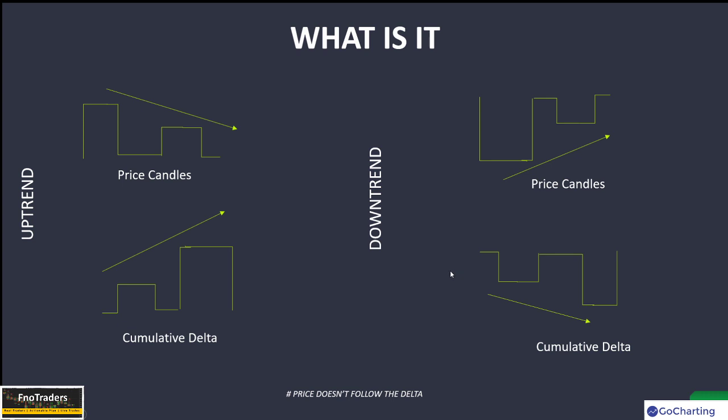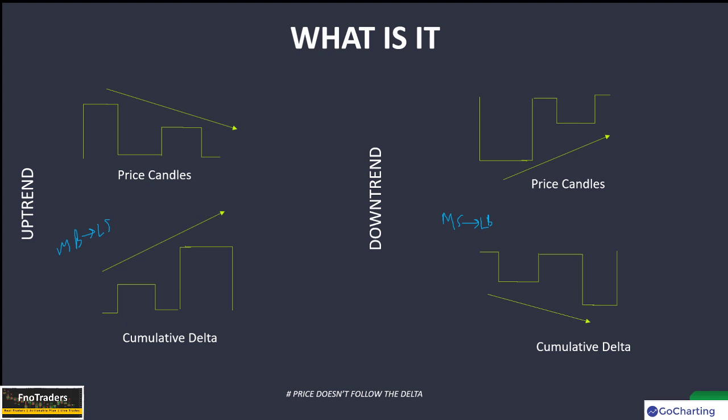So to start with, what is absorption? Absorption essentially means something is getting absorbed. In this case, what we're seeing is aggressive buyers or aggressive sellers, which is market buyers or sellers, getting absorbed by limit buyers or sellers. Okay, so in terms of an uptrend, market buyers are getting absorbed by limit sellers. In terms of a downtrend, market sellers are getting absorbed by limit buyers.